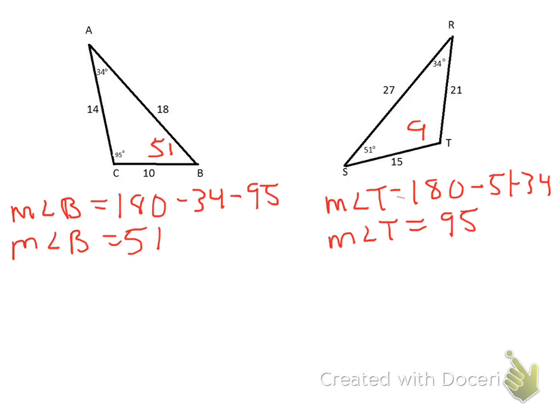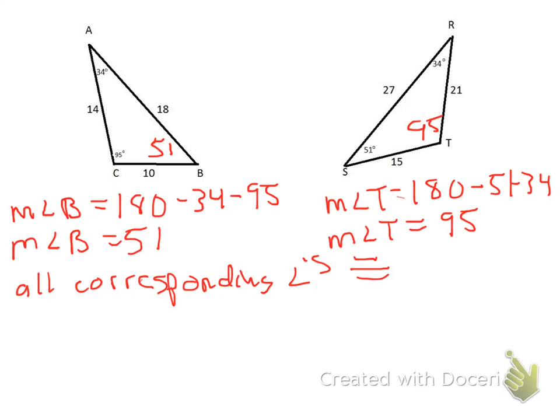Okay. So we can see that all corresponding angles are congruent because both triangles have a 34, a 95, and a 51 degree angle. Furthermore, if these two triangles are going to be similar, then it's going to be triangle ACB is similar to triangle. Now notice when I said ACB, I did the 34 degree angle followed by the 95 followed by the 51. To maintain that same order in the second triangle, it would have to be triangle RTS.